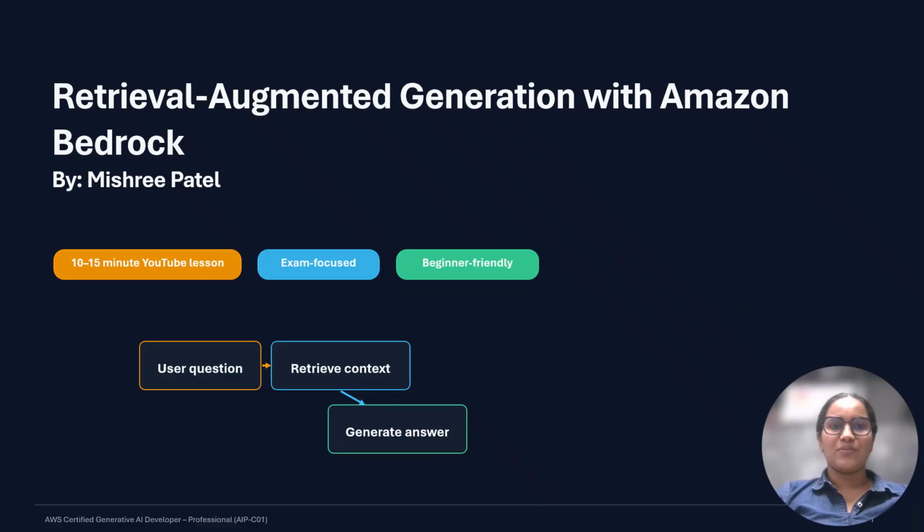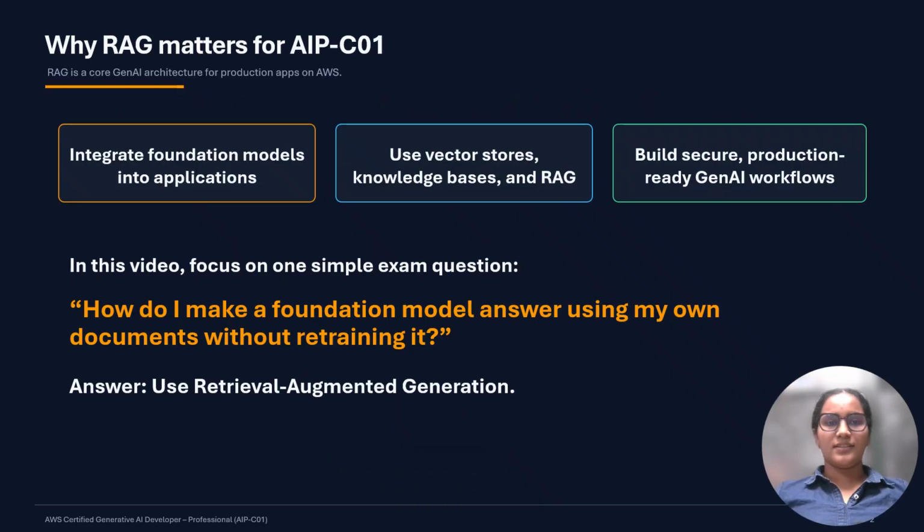In this video, we will keep the explanation practical. By the end, you should be able to explain what RAG is, why it is used, how a RAG pipeline works, and how Amazon Bedrock Knowledge Bases helps developers build RAG applications on AWS. This exam is not only asking whether you know generative AI vocabulary, it is testing whether you can build real generative AI applications on AWS.